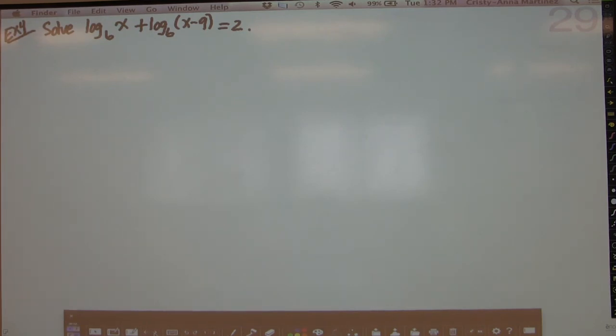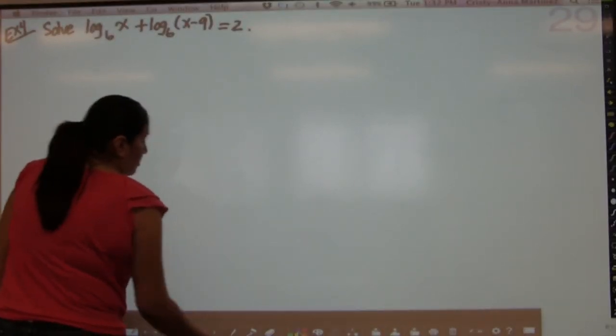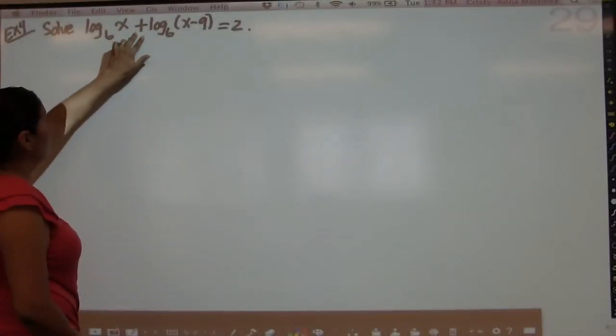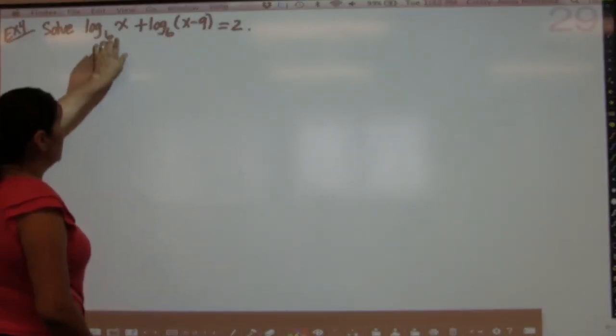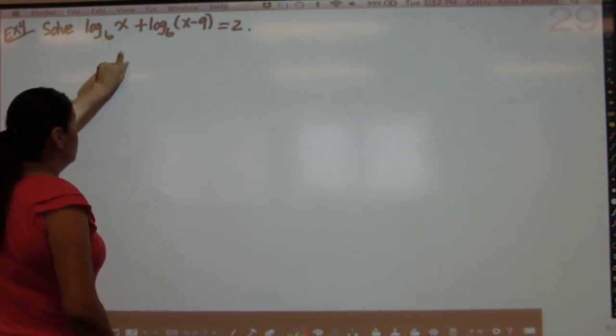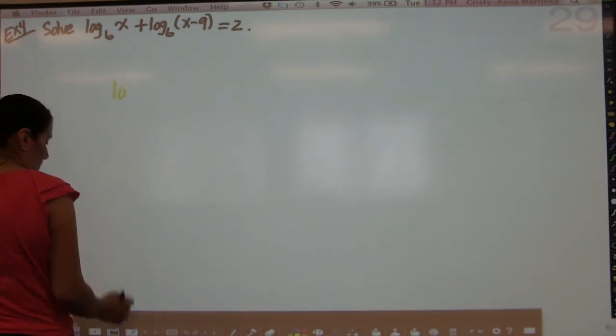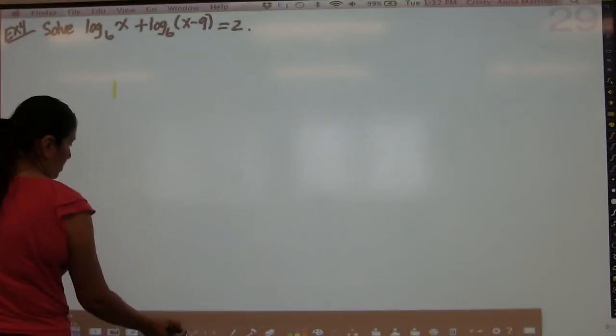And so here we have log base 6 of x plus log base 6 of x minus 9 equals 2. So the first thing I want you to notice is that you have a sum here. So you have log, and they have the same base, and they're being added. So that means that it becomes a product. All right. Now this is not to be confused with what I mentioned earlier, because I'm sure someone's already thinking that.